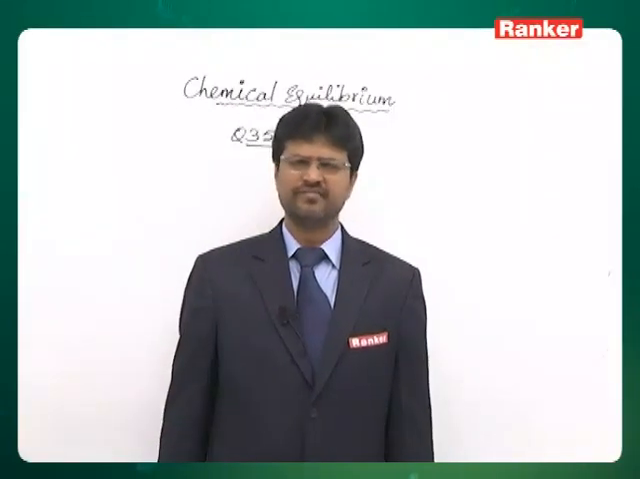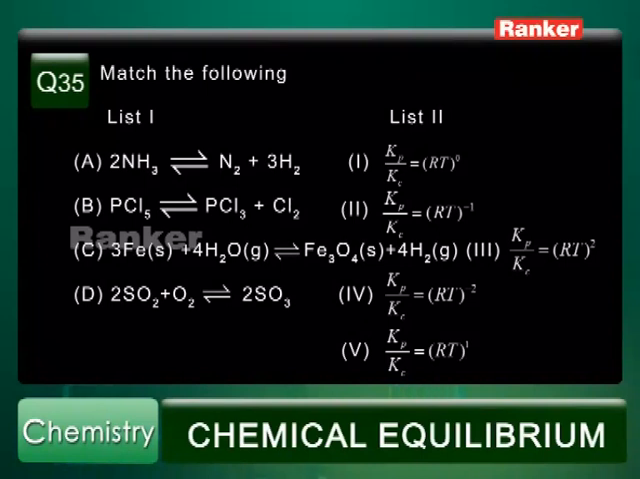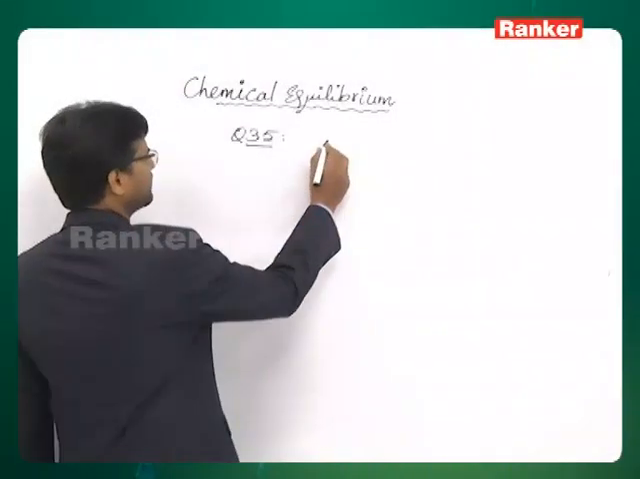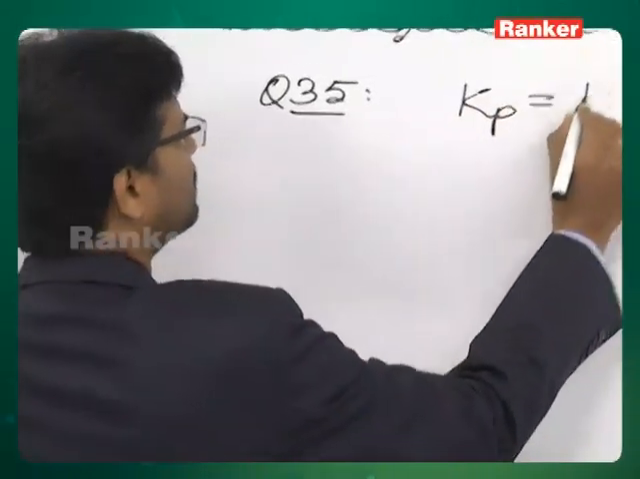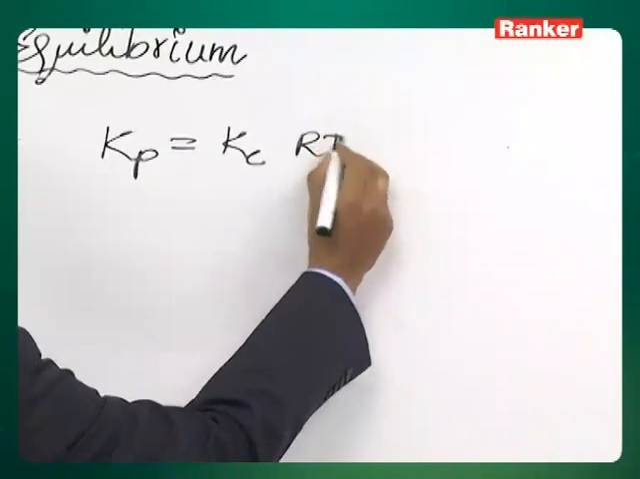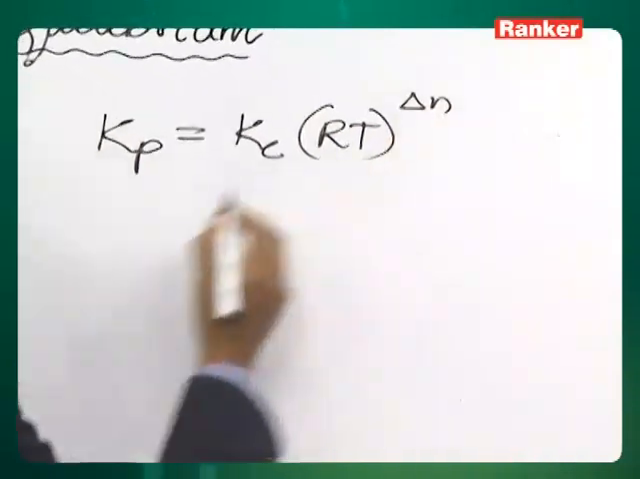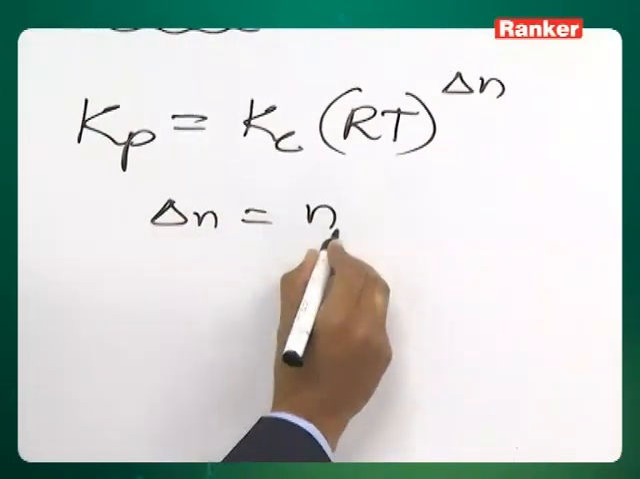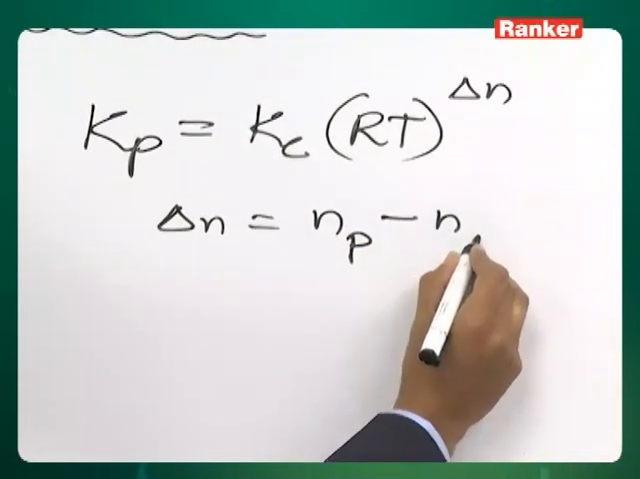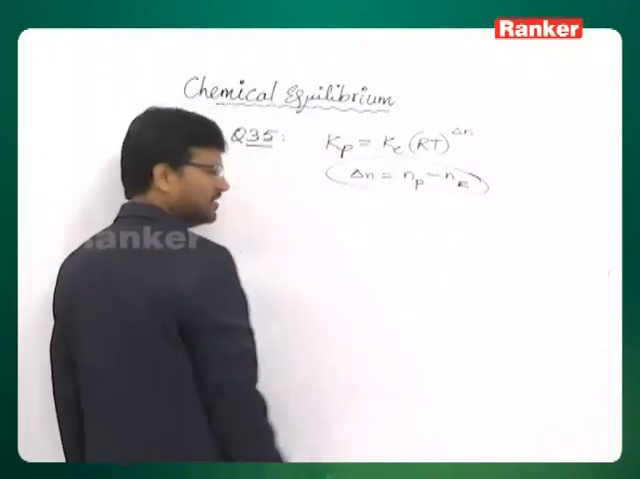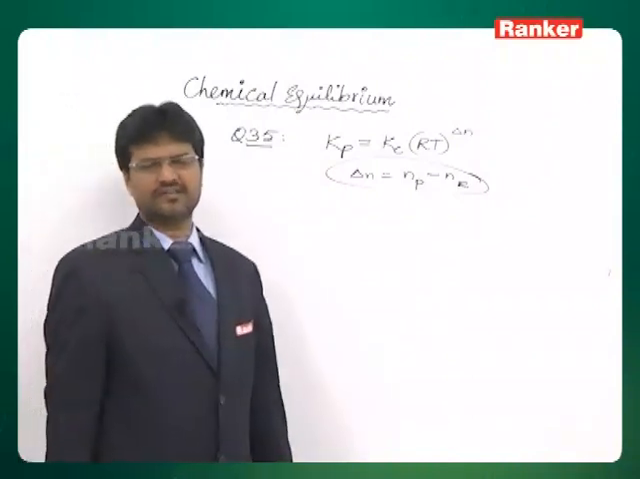Reactions, question number 35. We have some reactions in list 1 and we need to match them with the relationship between Kp and Kc. Try remembering this: Kp equals Kc into RT power delta n, where delta n is the number of moles of gaseous products minus the number of moles of gaseous reactants. So it's just a matter of checking delta n in each case.